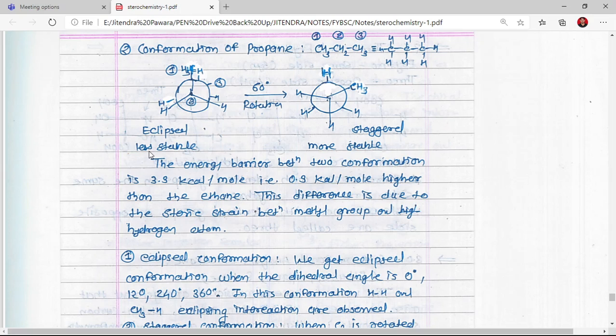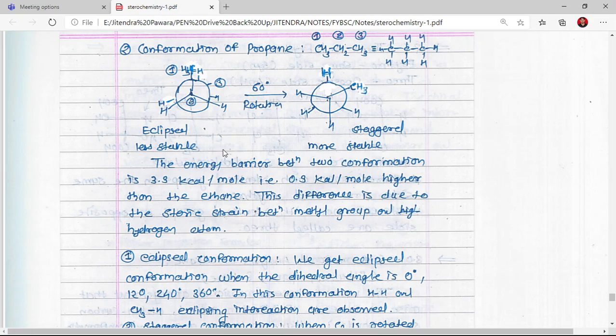So this eclipse conformation is a higher energy conformation due to steric hindrance between the methyl group and hydrogen. In the eclipse conformation the dihedral angle is zero between CH3 and H, so steric hindrance takes place between hydrogen and the methyl group. That's why the energy difference between the eclipse and staggered conformations is 3.3 kilocalorie per mole. The energy barrier between the two conformations is 3.3 kilocalorie per mole.